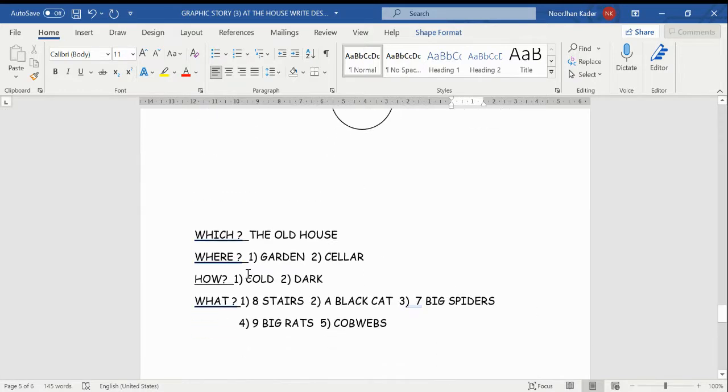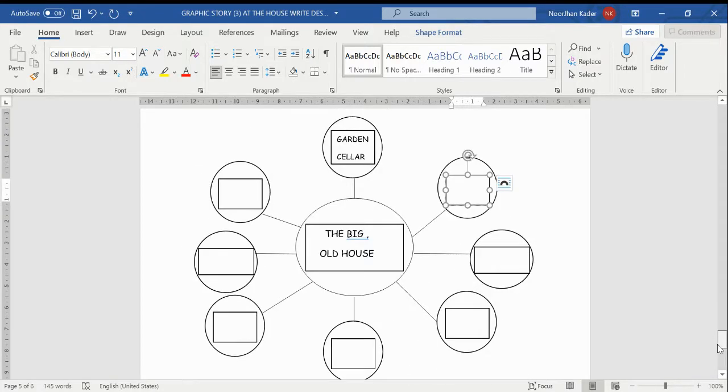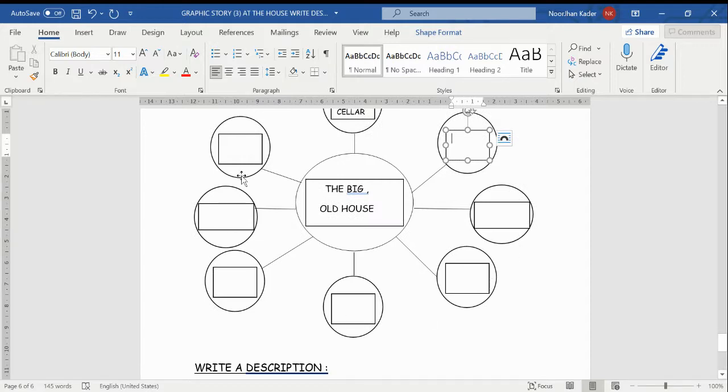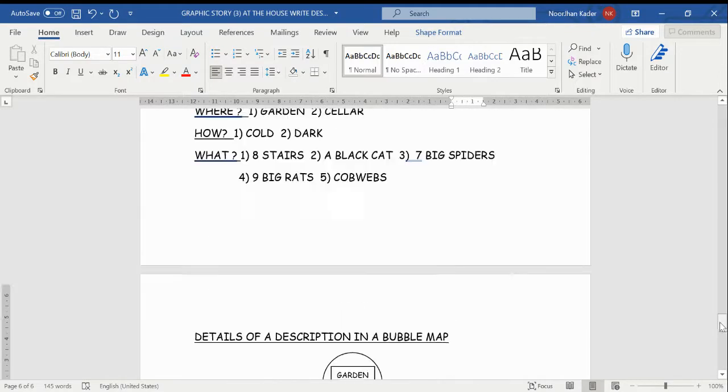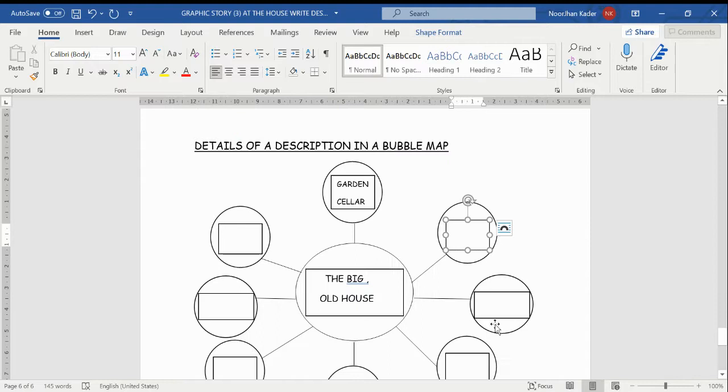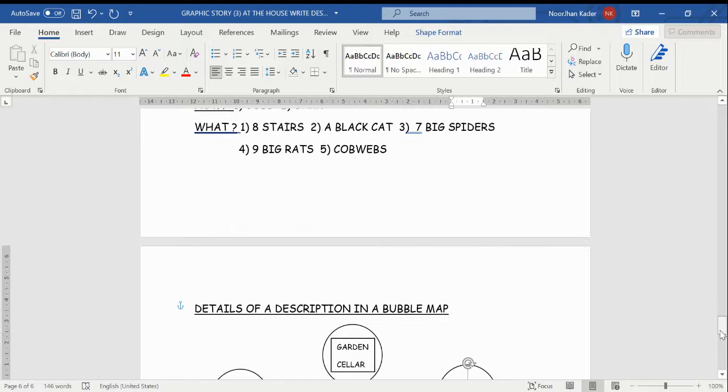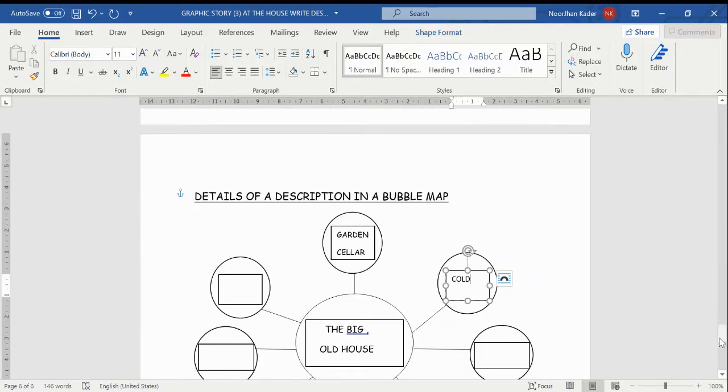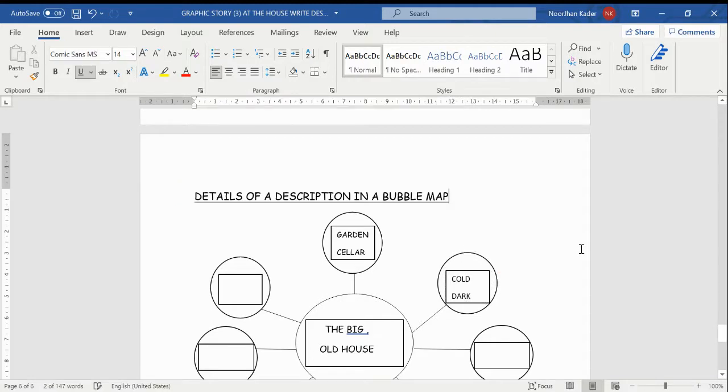Color and how. So how will be the third question: cold and dark. 1, 2, 3, 4, 5, 6. There are only 6, so maybe we can use the same thing here. So how? We're going to answer how first: cold and dark. See, we can make it a bit longer. Cold and dark answers the third question, how?